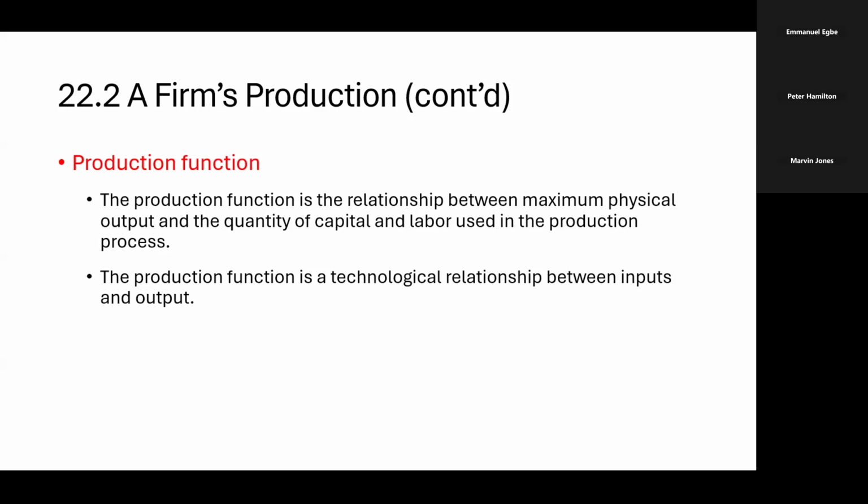The production function that you saw earlier can be represented mathematically, it can be presented graphically, but it's a description of the relationship between the maximum output and the quantity of capital and labor used in production. And you can say the quantity of various factors that can be used in production, but for our purposes, we're using just capital and labor, which I illustrated to you earlier.